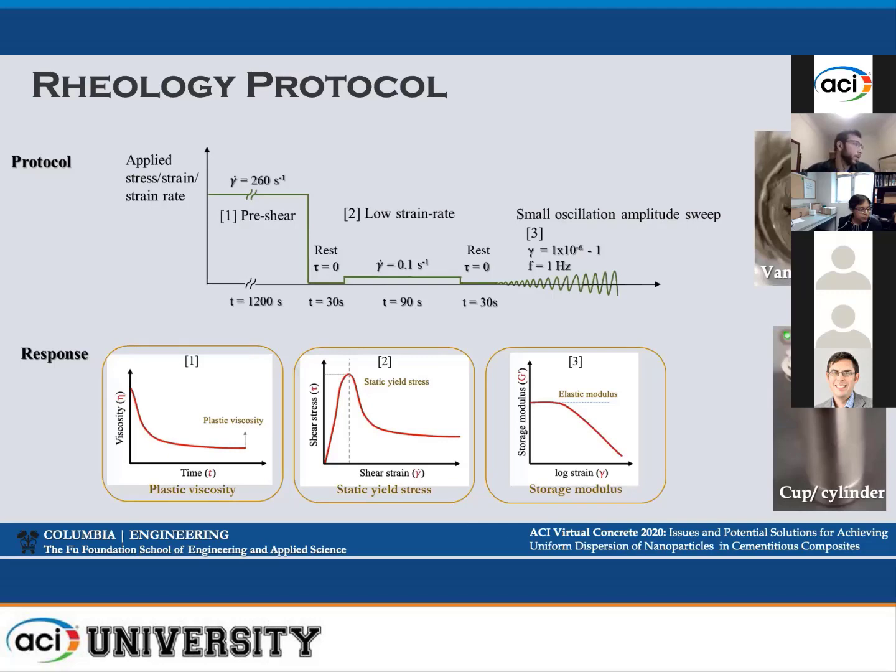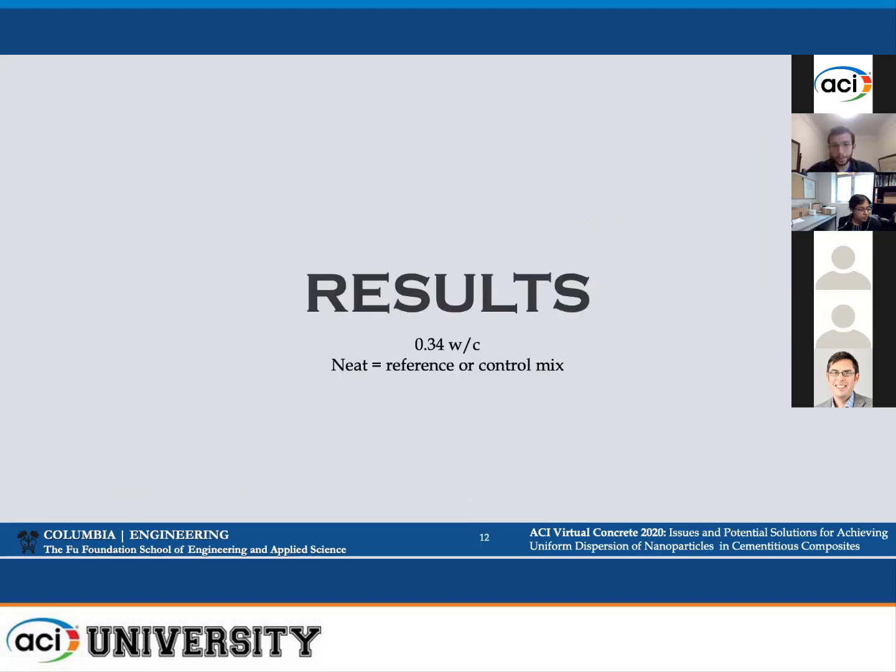Very quickly, the rheological protocol that we're using starts with a pre-shear to break down the structure to its reference state, and then we measure the static yield stress using a low strain rate. And then we apply a small oscillation amplitude sweep in order to measure the elastic modulus. We're using the rheological properties to classify the effects of dispersion. Now, the results that I'm showing you now are for cement pastes prepared at 0.34 water-to-cement ratio. And whenever I refer to the neat, that's going to be our reference mix with no nanoclays.